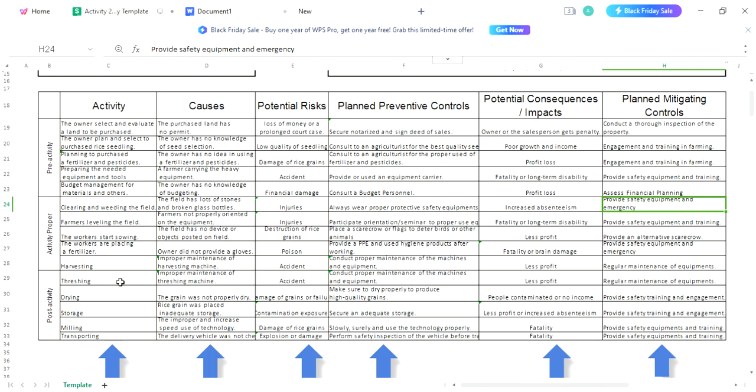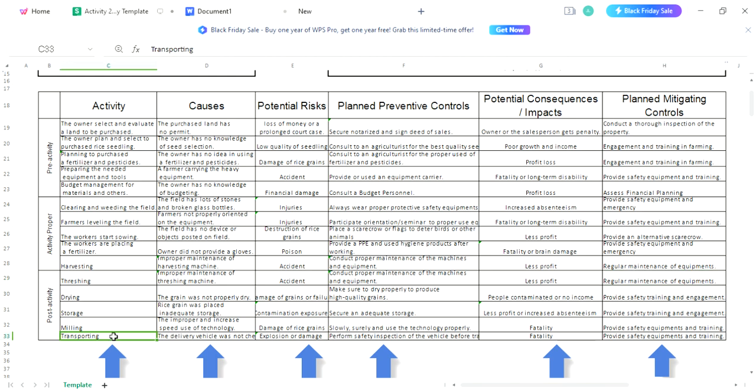For the post-activity, the threshing. The cause of the risk is improper maintenance of the threshing machine that can lead to accidents. To avoid that risk, conduct proper maintenance of the machines and equipment. For the potential impact, less profit. To mitigate the severity of the impact, regular maintenance of equipment is needed.